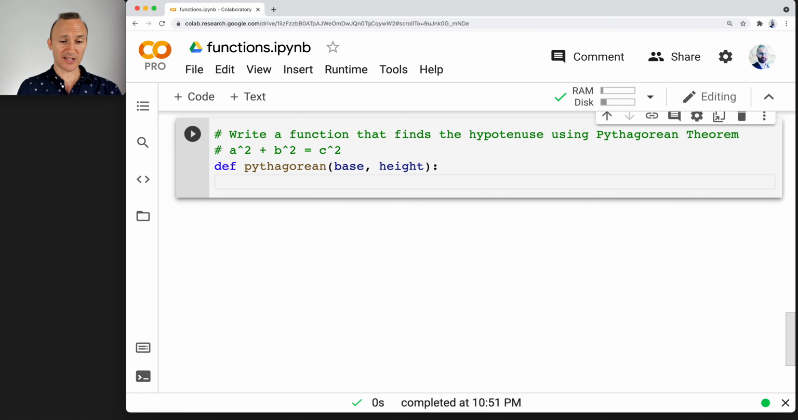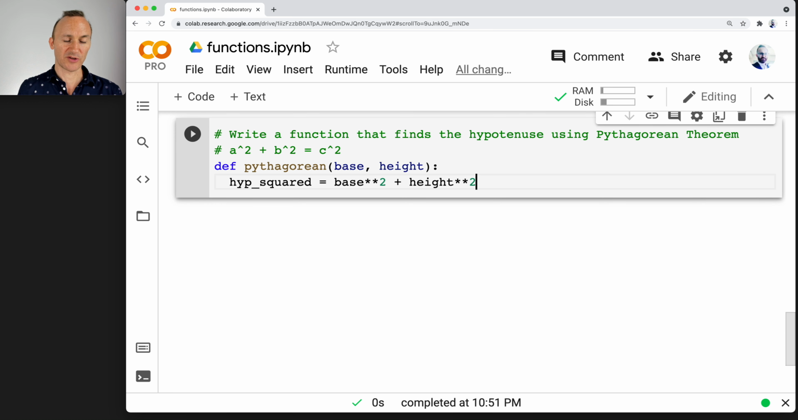So I'm going to take advantage of multiple lines of code to actually flesh out this theorem. So for instance, I know that the hypotenuse squared is equal to the base squared, which would be like a squared, say, plus the height squared, which is like b squared, okay?